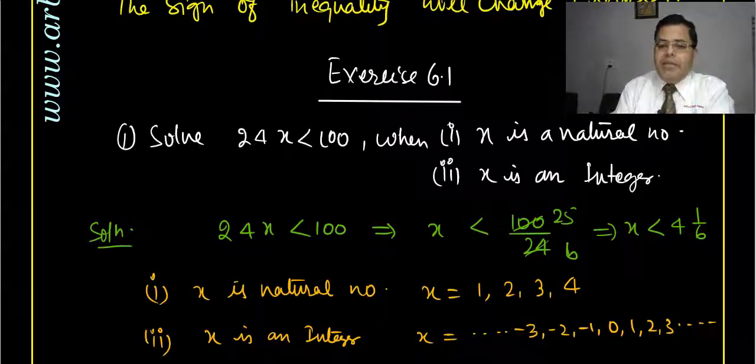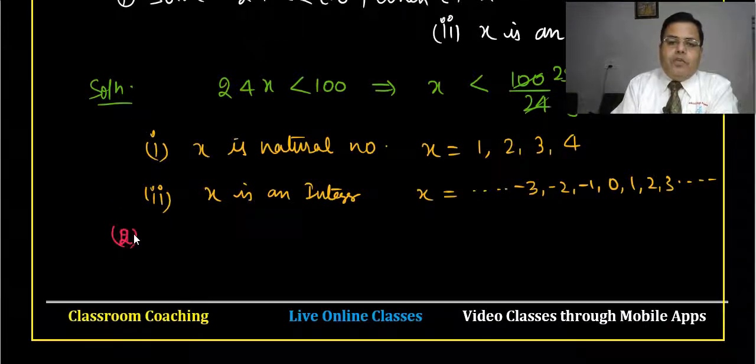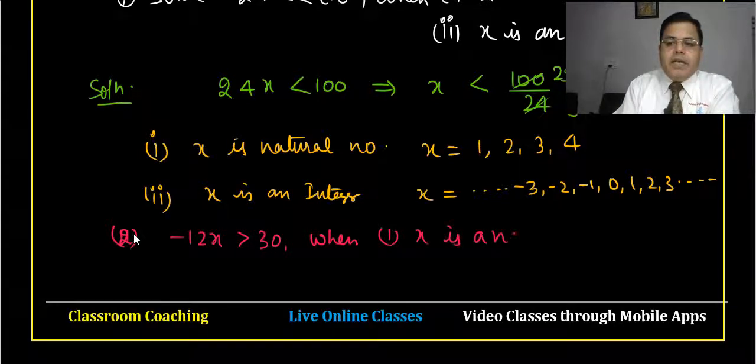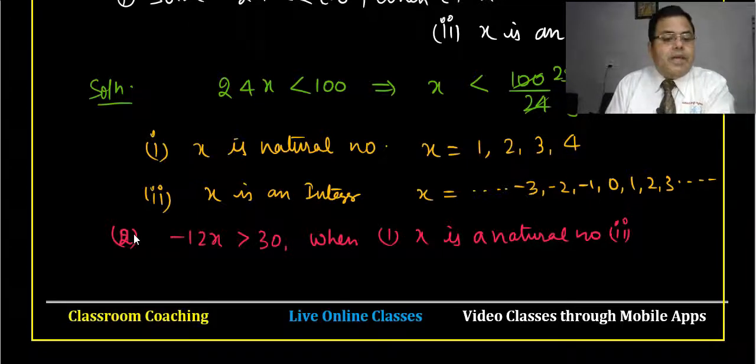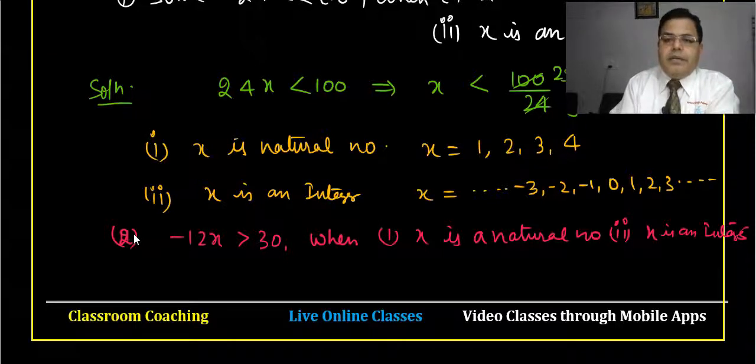Again, question number 2 is: minus 12x is greater than 30, when first, x is a natural number, and second, x is an integer.